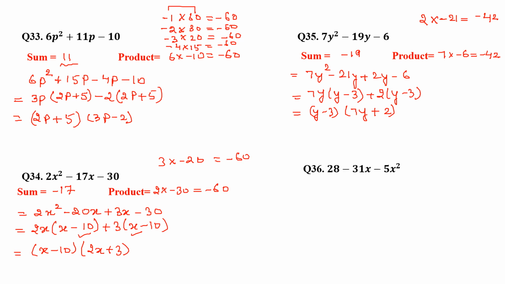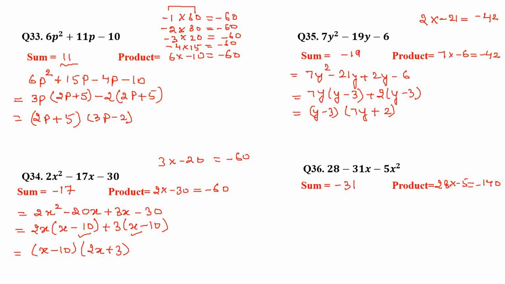Question number 36, it is 28 minus 31x minus 5x square. So again, if you can see here, you have to find two numbers whose sum should be minus 31 and the product should be 28 into minus 5. And what is 28 into minus 5? If you multiply, you will get minus 140. So now you have to try so many combinations. So first I'm going to start with 2 table, and as we can see sum is negative and product is also negative. So it means the greater number will have the negative sign.